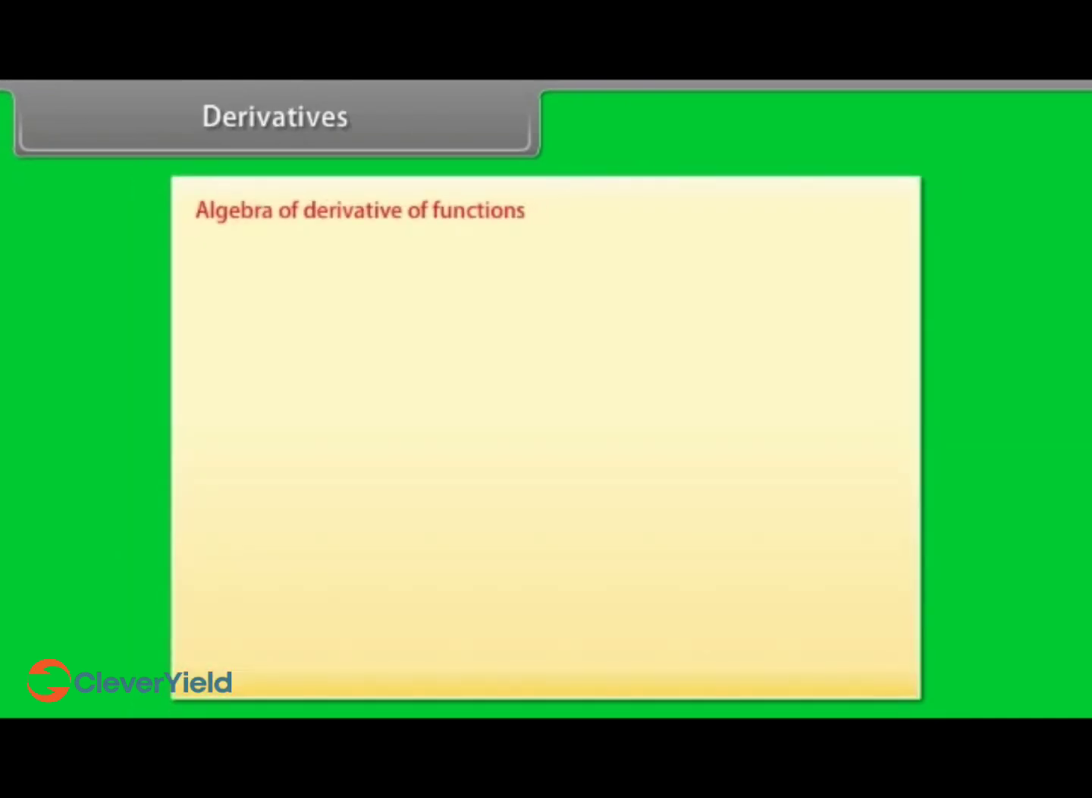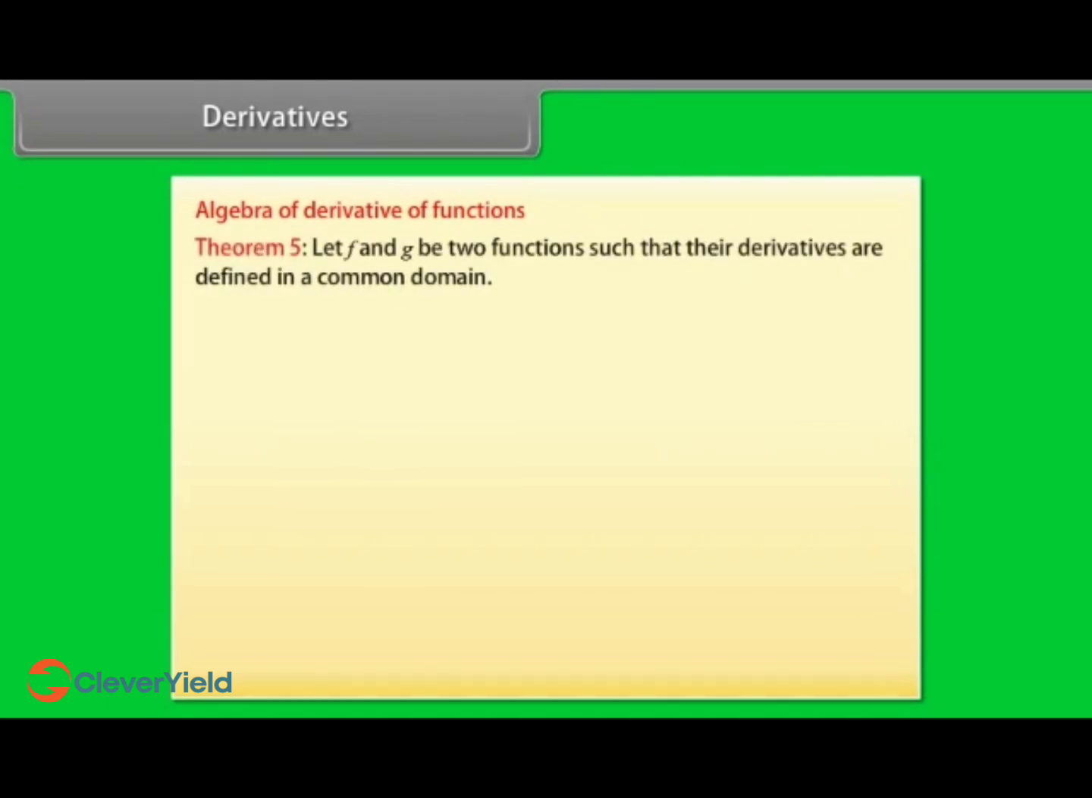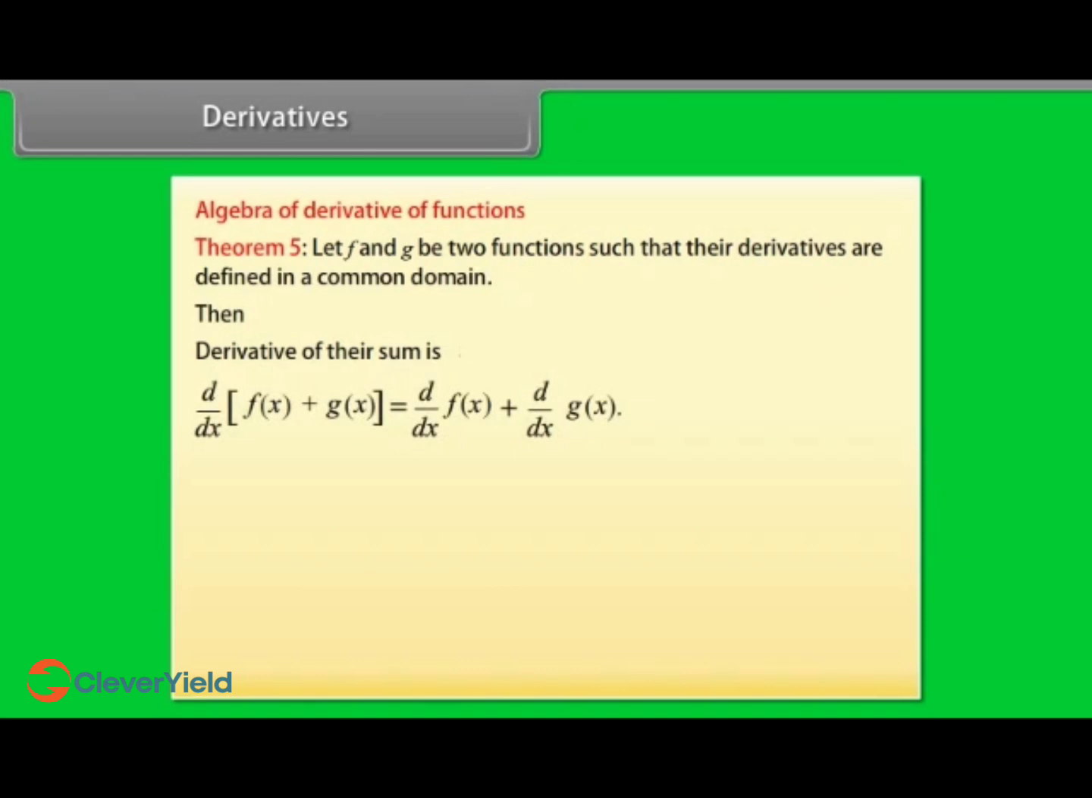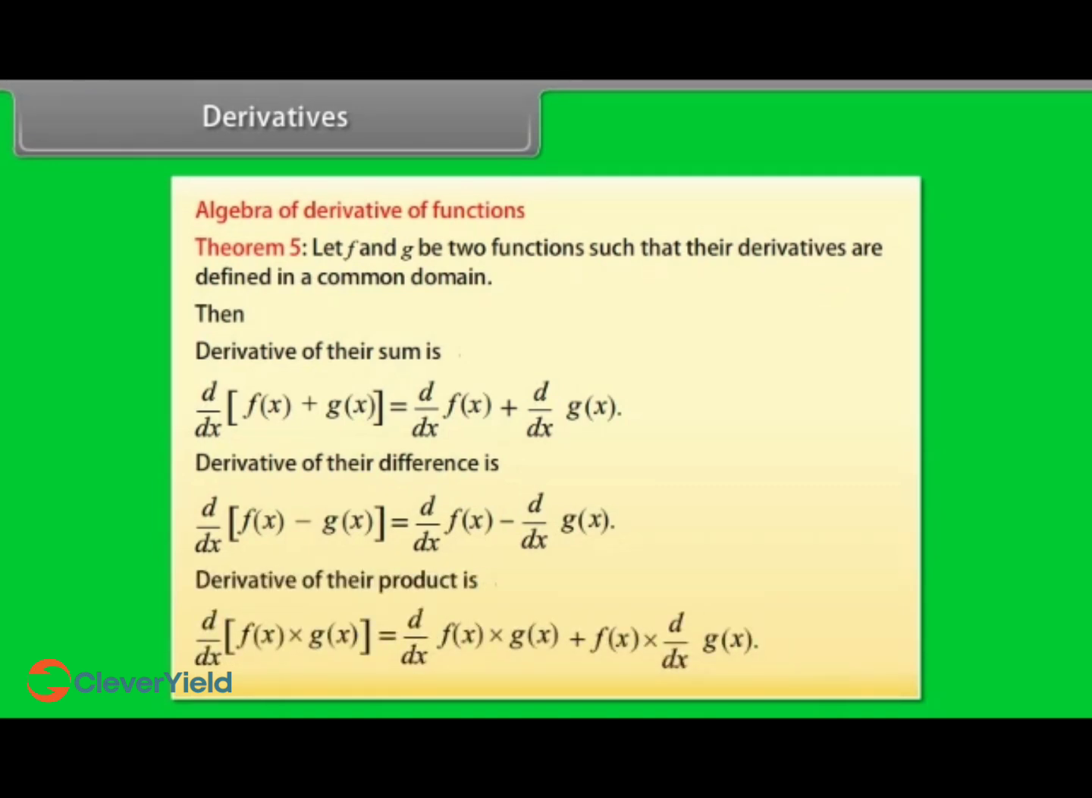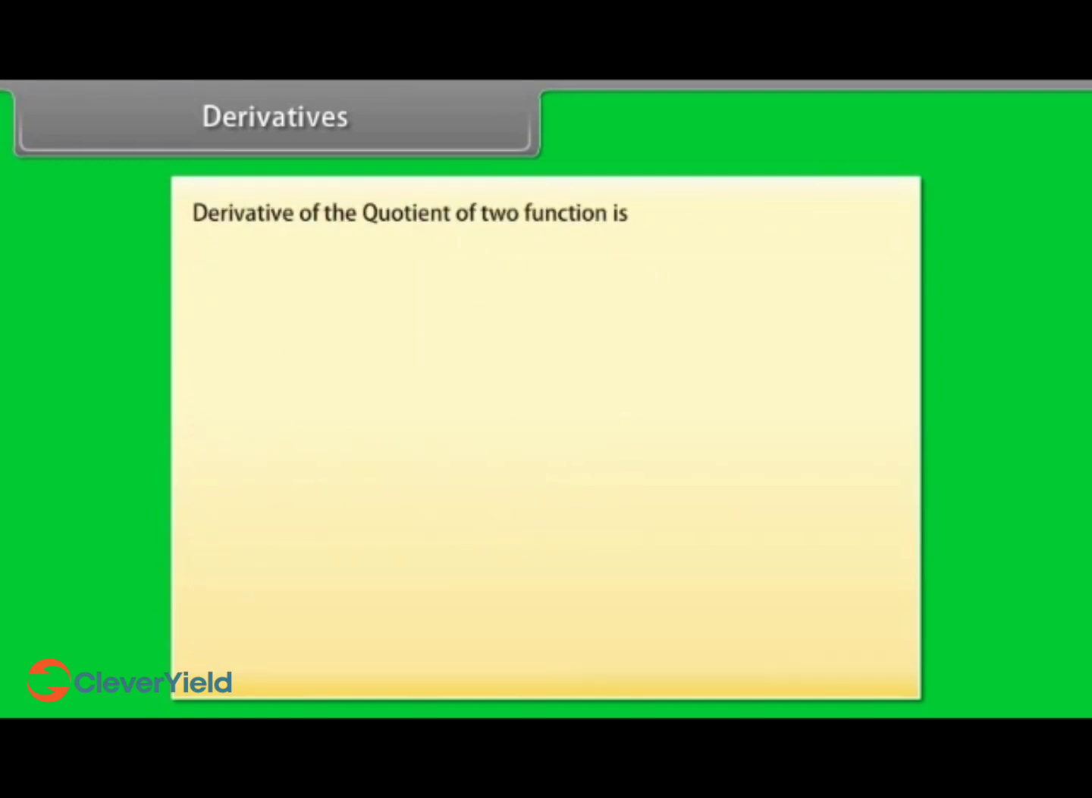Derivatives. Algebra of derivative of functions. Theorem 5. Let f and g be two functions such that their derivatives are defined in a common domain. Then derivative of their sum is, derivative of their differences is, derivative of their product is, derivative of the quotient of two functions is.